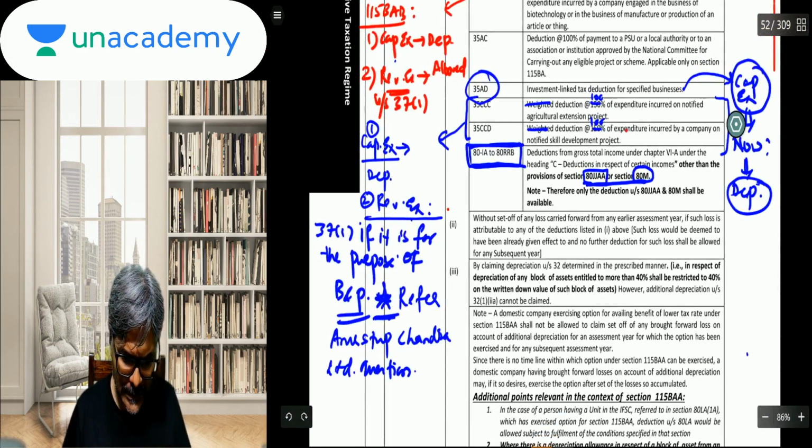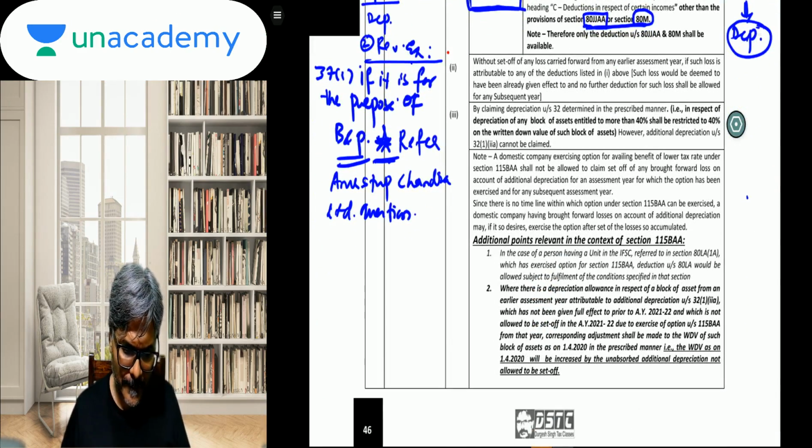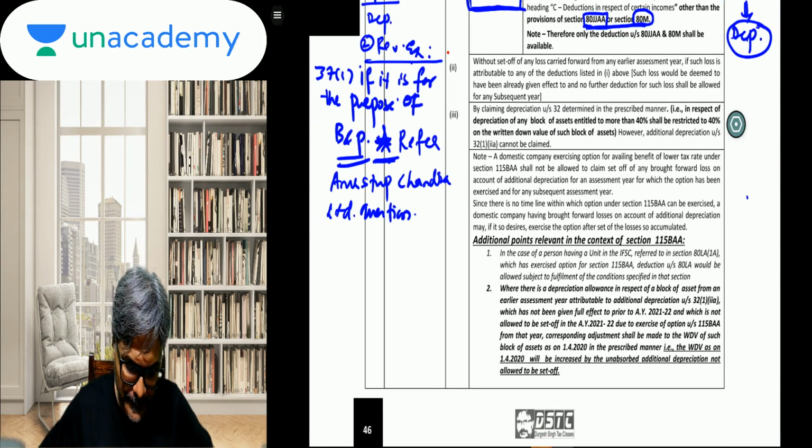After this, students, point number 2, if you see: without the set-off of any loss carry forward from any earlier assessment year, if such loss is attributable to any of the deductions listed in point one above.